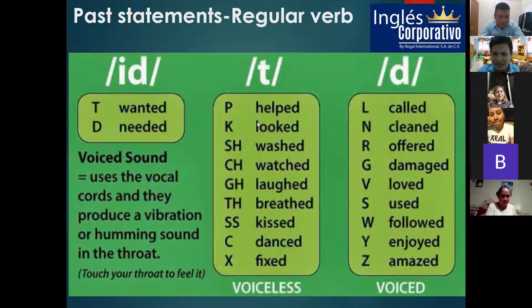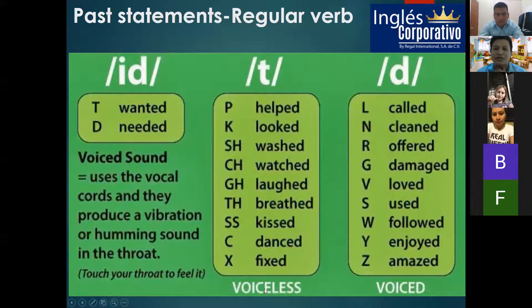Okay, as you see here, esto es muy chistoso, pero vamos a intentarlo aprender. Así que las pronunciaciones de regular verb is eat. Right? Wanted, helped, called. Well, very good. Esta T le vamos a llamar voiceless porque no tiene una vibration. Helped. Esa T no tiene vibración. Es casi muda, pero sí se escucha.